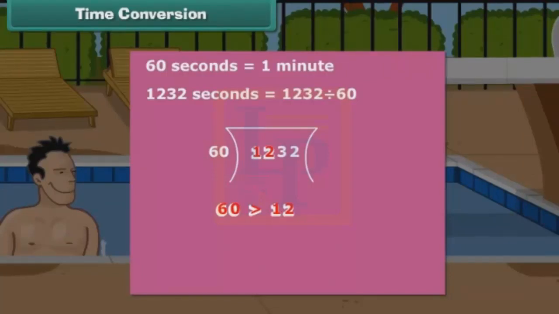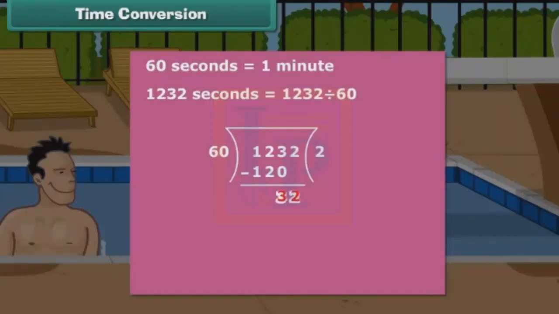12 is too small to hold 60. Now consider the first 3 digits together, 1, 2, 3. 123 is big enough to hold 2 times 60, that is 120. Therefore, write 2 on the right and 120 beneath 123. Subtract and write the difference 3 below.